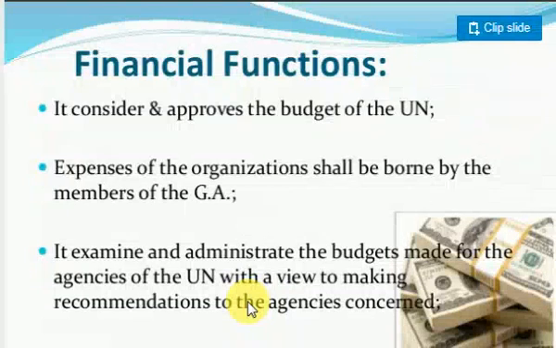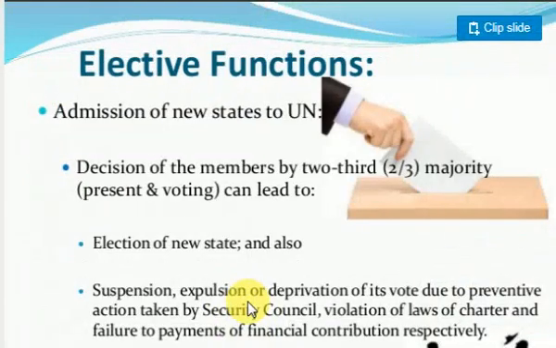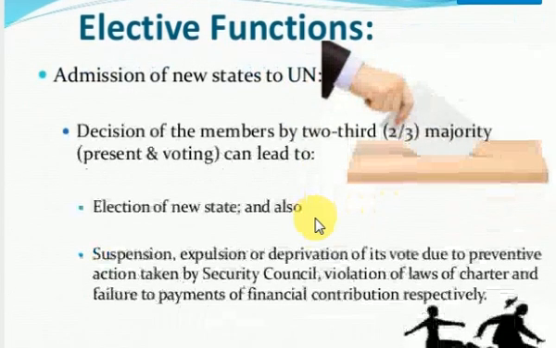Okay. So elective functions means elections. Where are the elections? Election of a new state, like this: admission of a new state to the UN. Decision of the members by a 2/3 majority. Like 100 members, so 67. 2/3 means at least 2/3, a majority of more than 67%, present and voting, can lead to the election of a new state and also others.